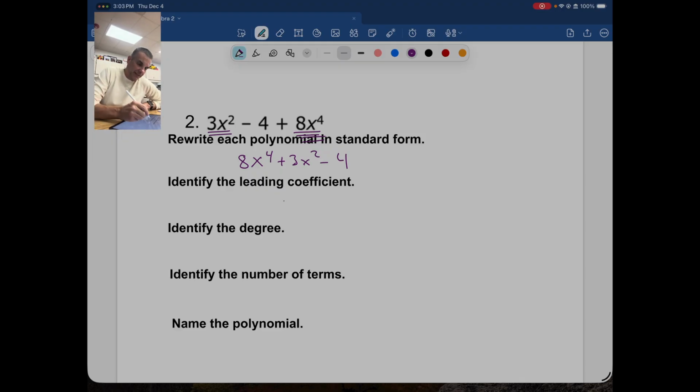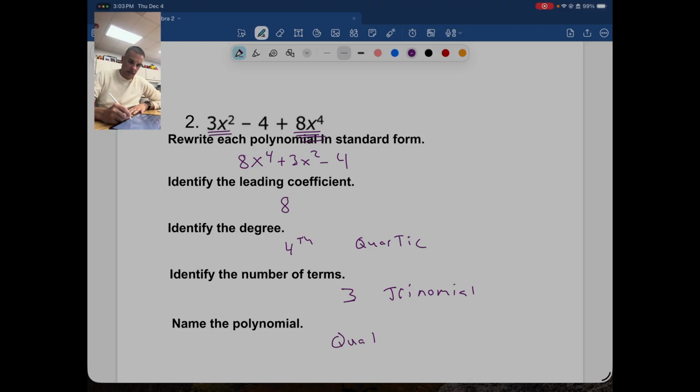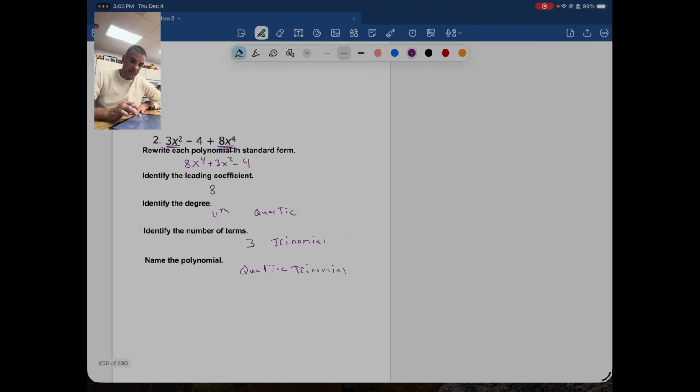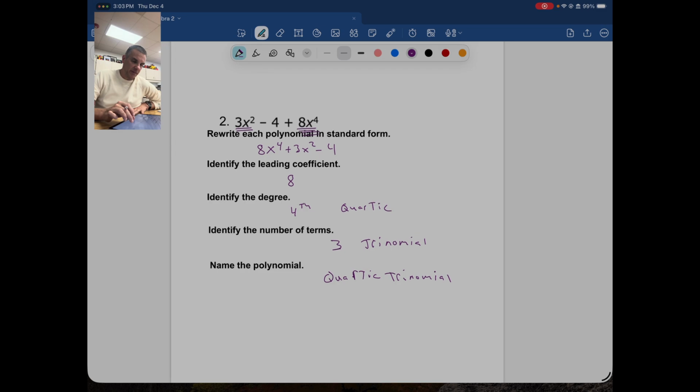Leading coefficient, the number out front, that's 8. Identify the degree: it's a 4th degree, quartic, like a quarter. Identify the number of terms: it has 3, so we call it a trinomial. So we name it a quartic trinomial. If you can read that, you're better off than I am. Sorry. Hopefully that straightens those up and you're able to do those 5 basic things.